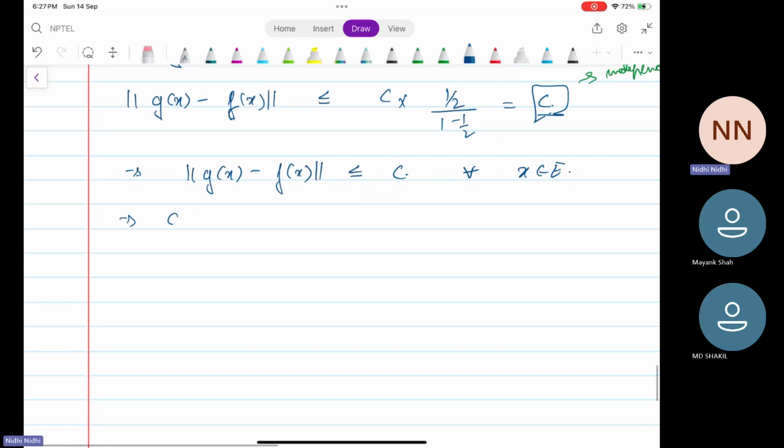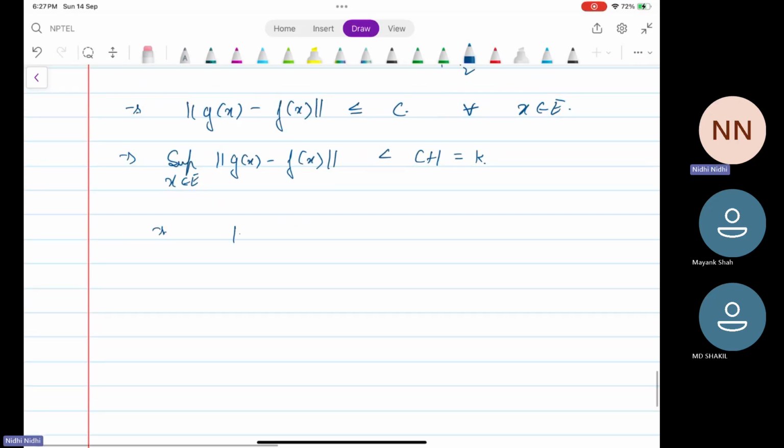So this implies the sup norm over x in E of norm g(x) minus f(x) is obviously strictly less than c plus 1. I can take that to be k. This implies norm g minus f is strictly less than k. That's what we need to show.